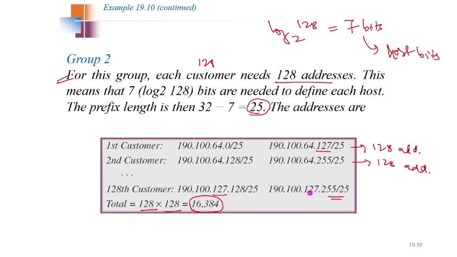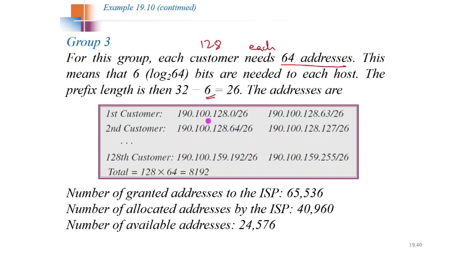After that, the next address will be 190.100.128.0, one more than that. This will be the first address. Then we need to change the 6 bits. Once we change them, it will be 0, and then changing 6 bits it will come out to be 63 for 64 addresses. Next will be 128.63, next is 64, then it will be 64 addresses. And finally for the 128th customer, this will be the address. So the total is 128 cross 64.